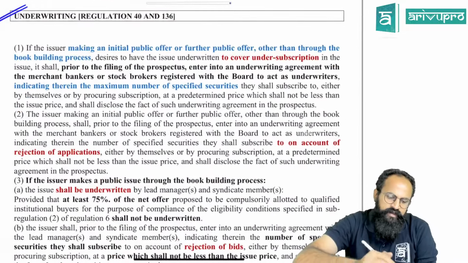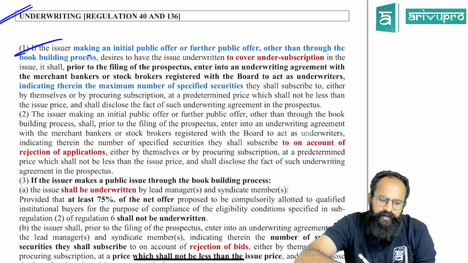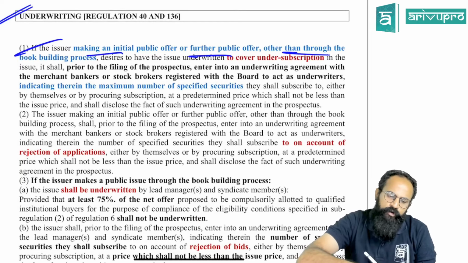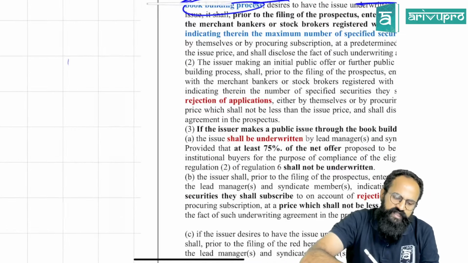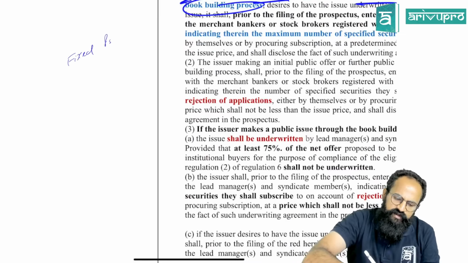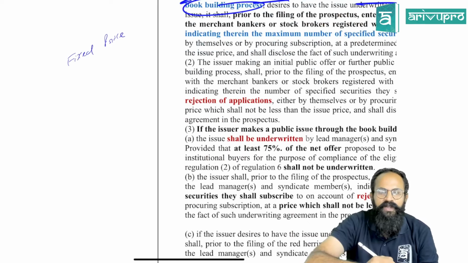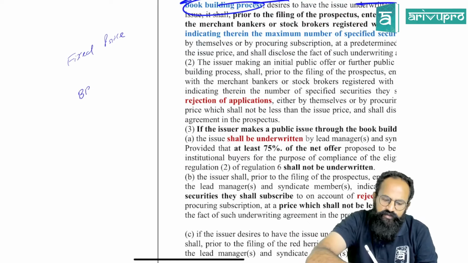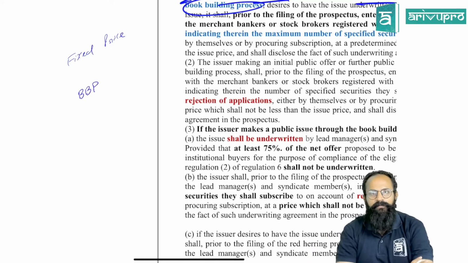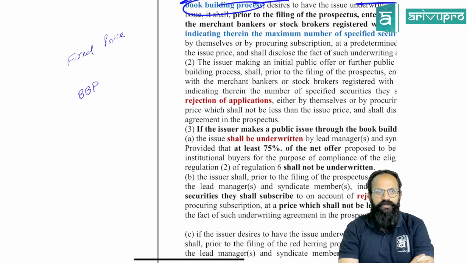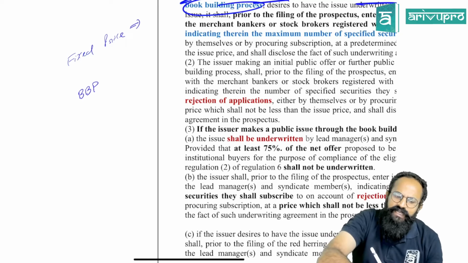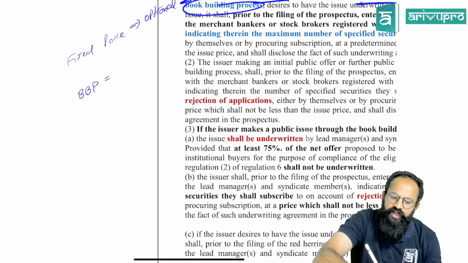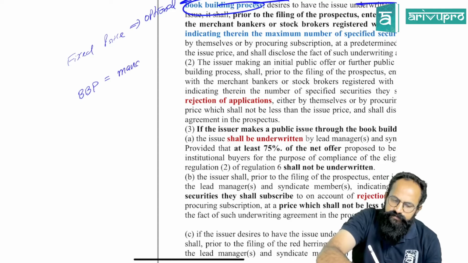Now read whatever is given. They've given the same thing. If the issuer is making an IPO or FPO other than through book building, meaning, you know that you can go for a public offer in two ways. One is the fixed price method, where you specifically know your price. The next one is the book building process, meaning you want to determine the price. We had seen bidding and price band and all. Always remember, in the fixed price method, underwriting is optional. In the book building process, underwriting is mandatory.